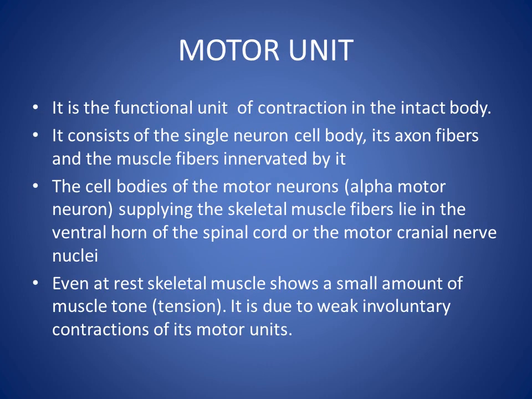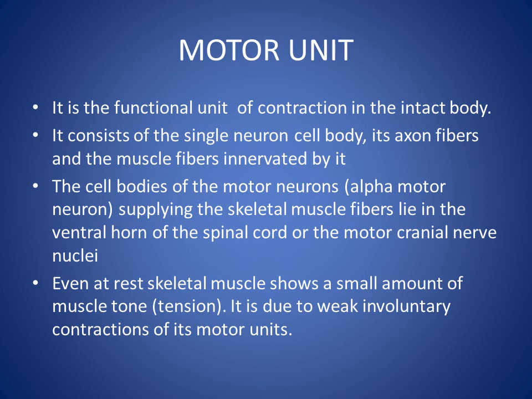Now coming to the motor unit. What is a motor unit? It is the functional unit of contraction in the intact body. It consists of a single motor neuron cell body, its axon fibers and the muscle fibers innervated by it. You can see it in the figure in the next slide.